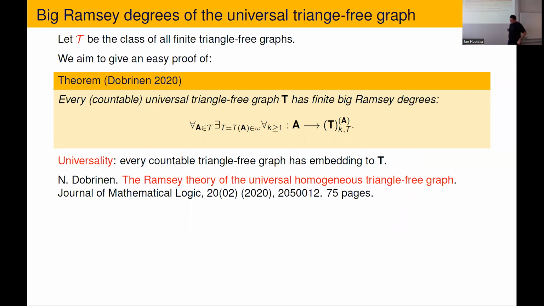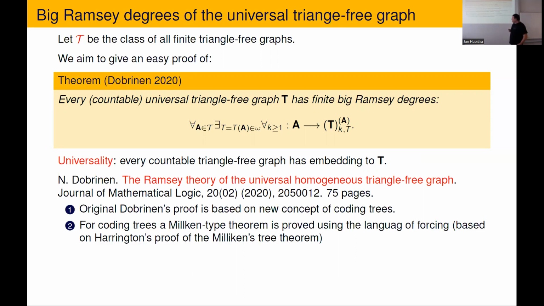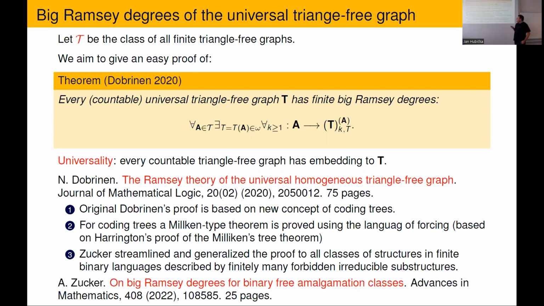So yeah, this is what she proved, and you can see the 75 pages proof, which is a relatively substantial proof. It's based on this new technology of coding trees, and there is a new Milliken-type theorem which takes 70 pages to be proven. And fortunately, this was simplified by Zucker, and he made a more general proof which is only 25 pages. But his goal was to write as short a paper on the topic as possible. So there is no way to get it shorter than 25 pages, which is still a substantial proof using relatively complicated machinery of forcing.